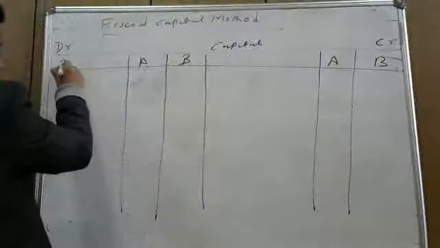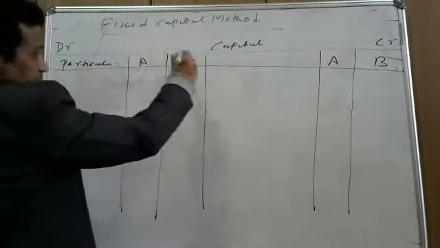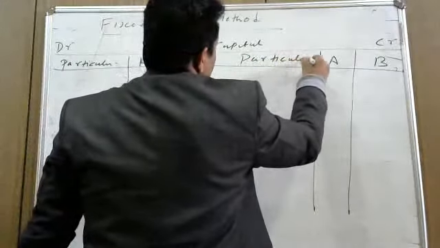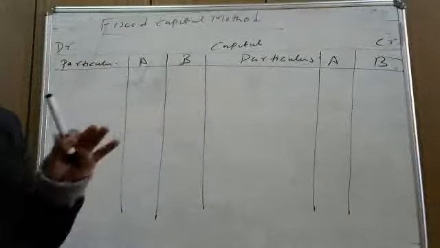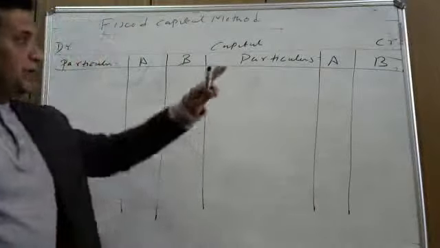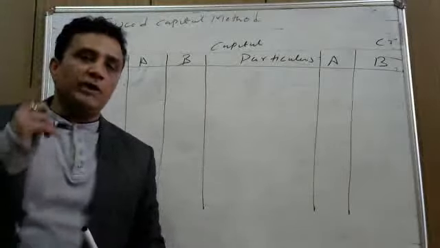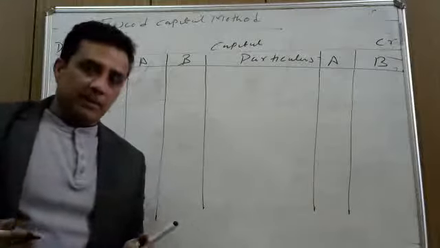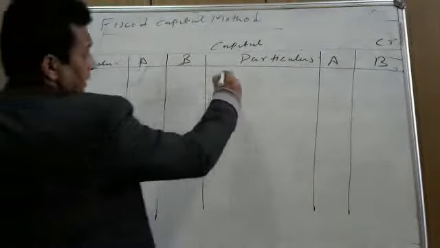Debit side, credit side. We write here particulars, amount in rupees, again particulars, amount in rupees. The first thing, under the fixed capital method, I told you we need to prepare two capital accounts. First we are preparing the fixed capital account. And I told you the fixed capital account can be changed only in two conditions: when a partner brings additional capital or when he is permanently withdrawing his capital.